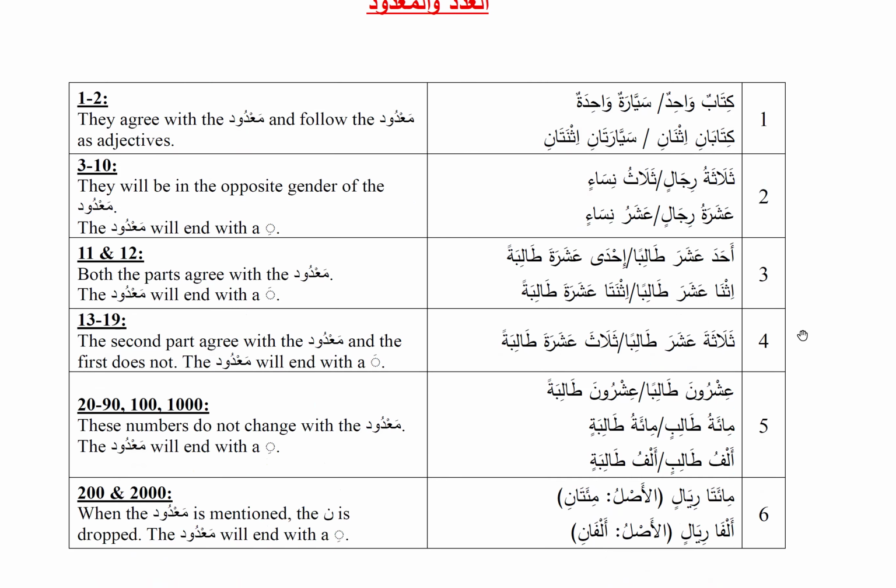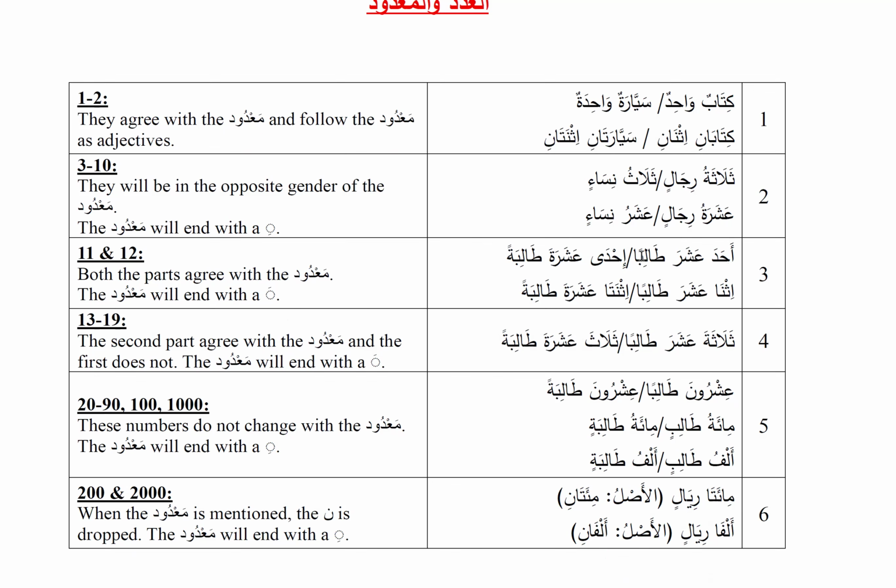Then we have 11 and 12. Now when it comes to 11 and 12, there are 2 parts to it. So as an example, if you're saying 11 students, ahada ashara taliban. The ahada is the first part, ashara is the second part, and talib is the ma'dud. In this case, 11 and 12, both the parts agree with the ma'dud. Which means if the ma'dud is male, both of these will be male. If it's female, both of these will be female. And the ma'dud will end with a fatha.